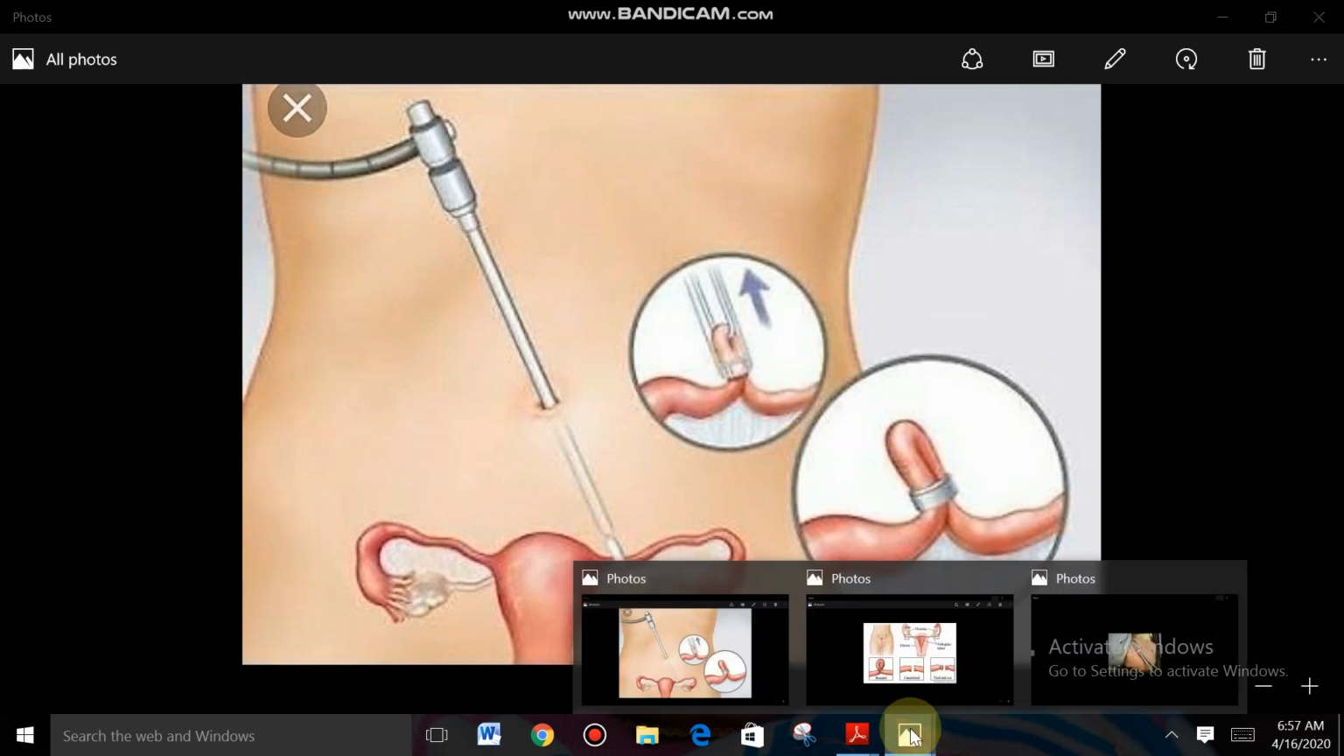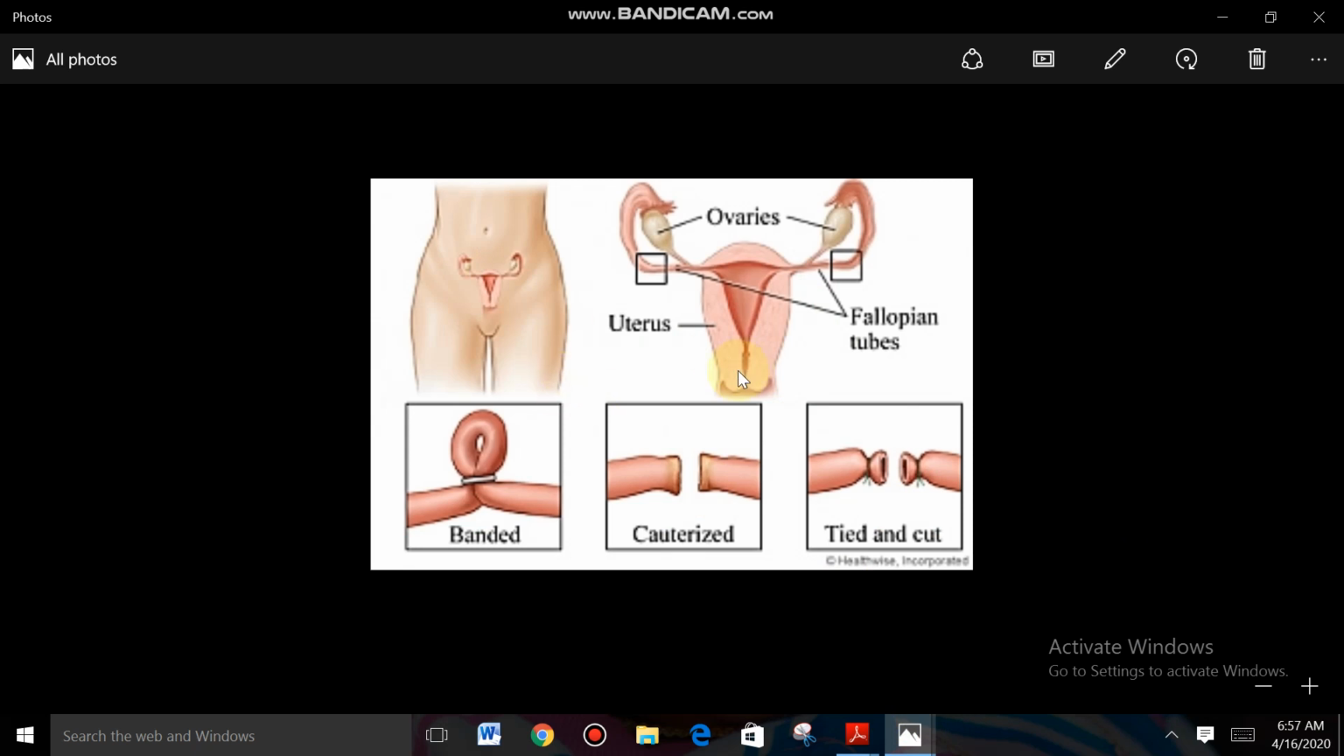Okay. And next one, there are different types of tubectomy process. So here the band is completely tied and blocked, so there is no further transportation, and there is a cut and tied process here. So here also there is no further transportation of gametes. Is that clear up to this? This is tubectomy.